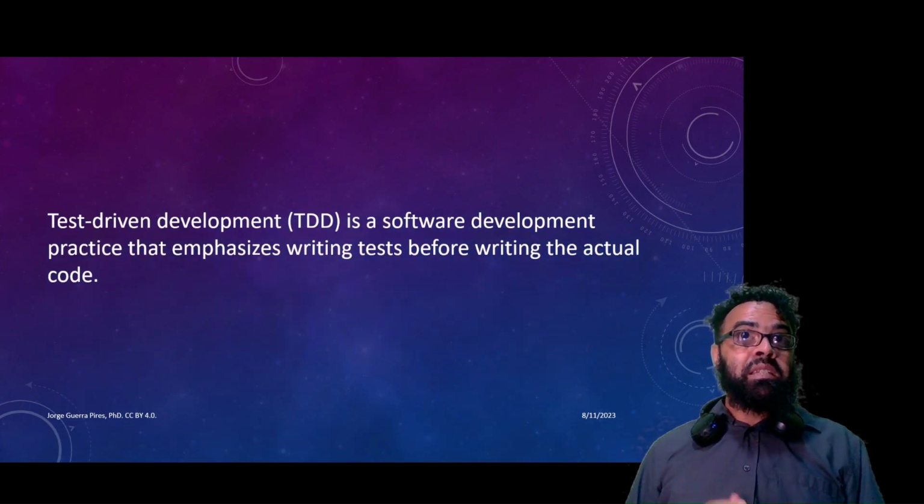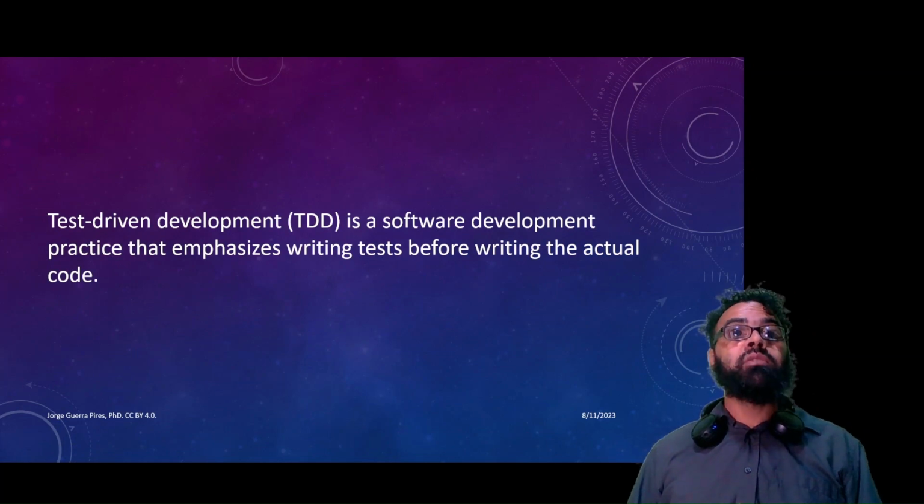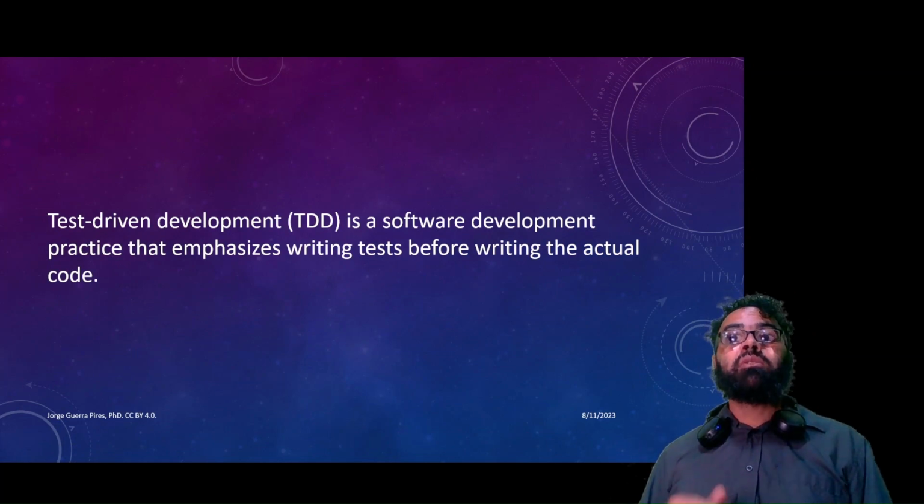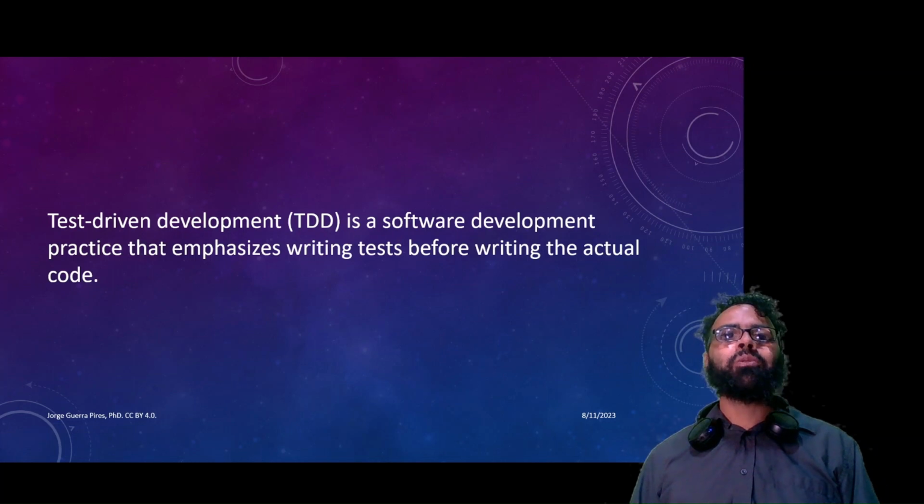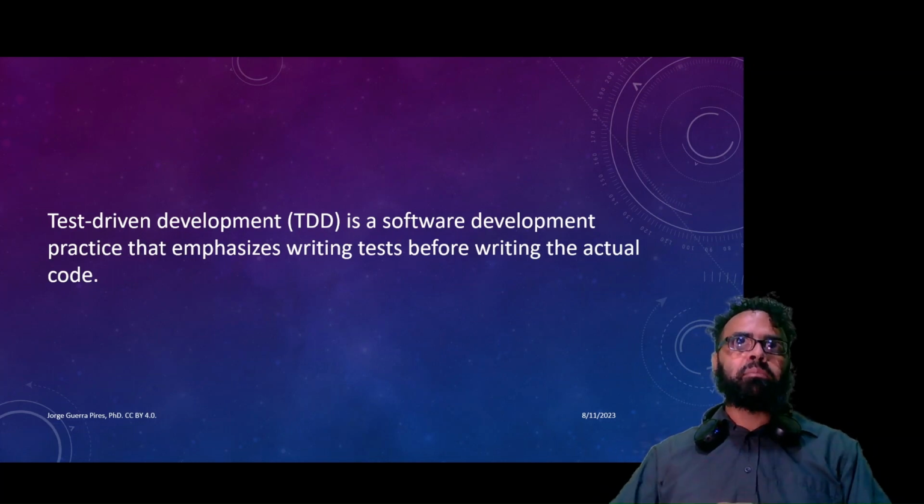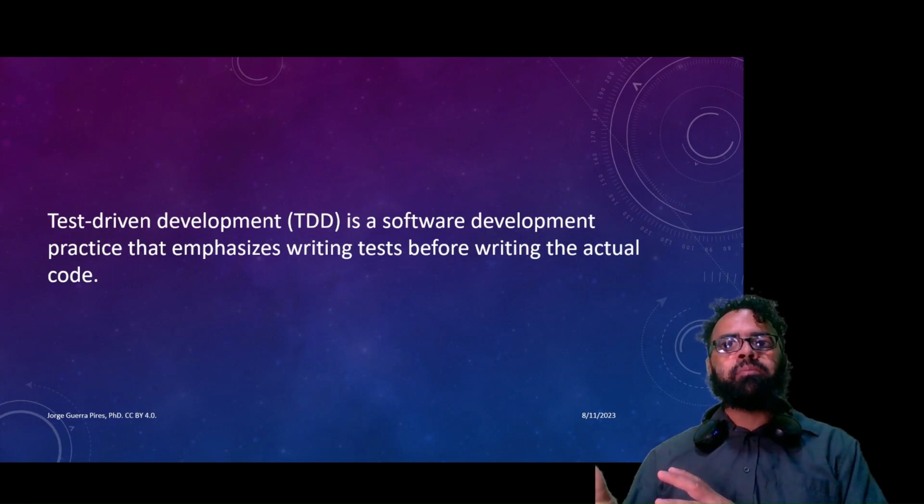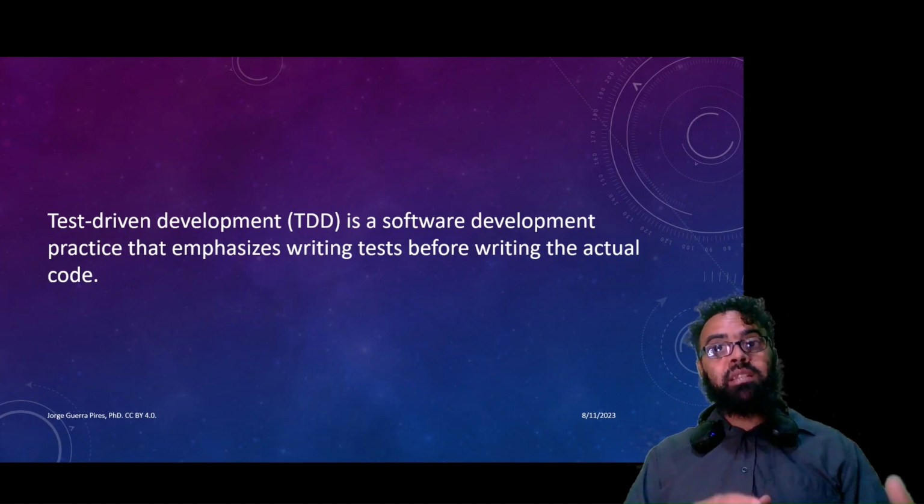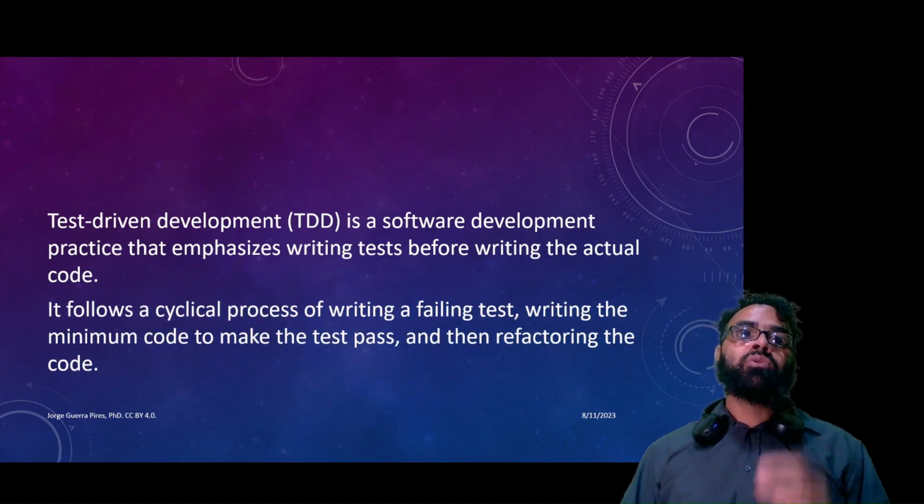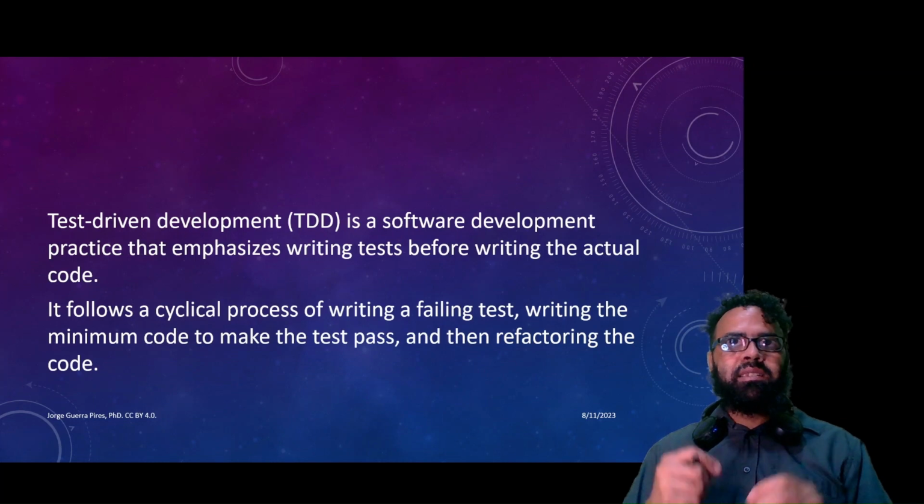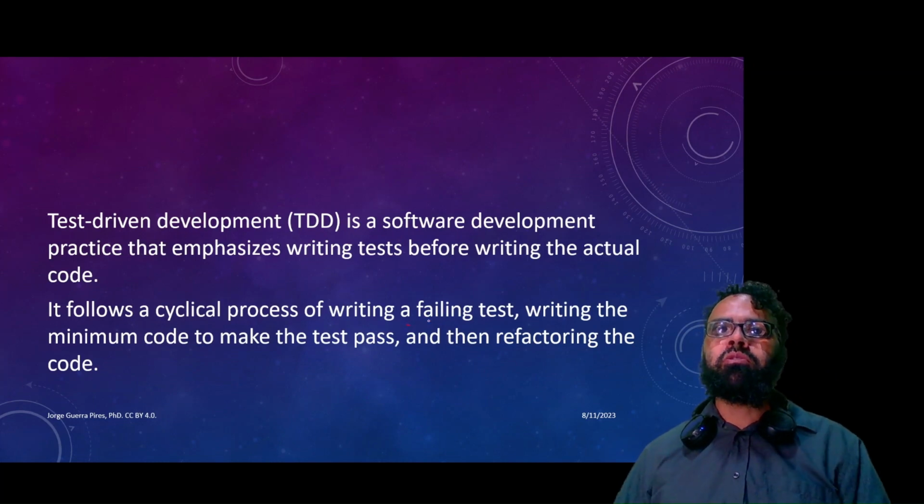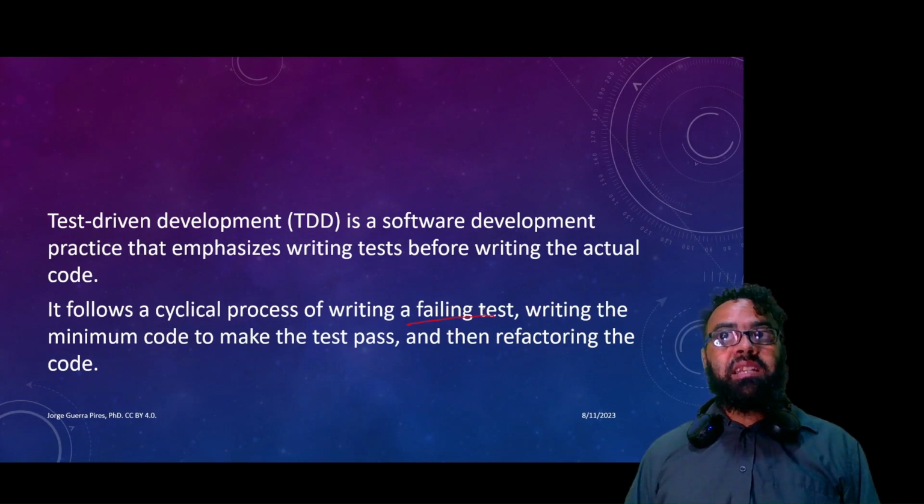Test-driven development is a software development practice that emphasizes writing the test before you write the code. It's a kind of backward approach. Instead of writing the code and then the test, you first write the test, then write the code. It follows a cyclical process. You make a failing test. The idea is to make sure that your test fails.